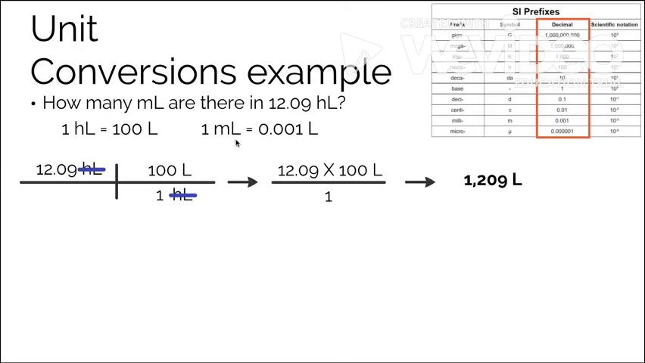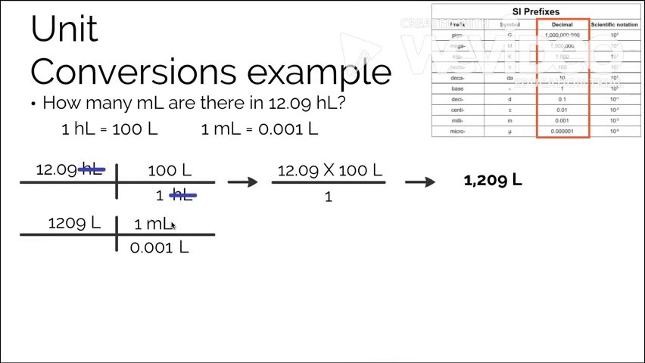So now let's go ahead and take the same result that we just got and set it up in a new table. In this case, 1,209 liters is our starting point. And same thing, you'll take this unit, shift it over to the bottom right, and use your new conversion factor to set it up in a way that you have one of these on the bottom and the other one on the top. So in this case, we can set liters on the bottom. So 0.001 liters is equal to 1 milliliter on the top.